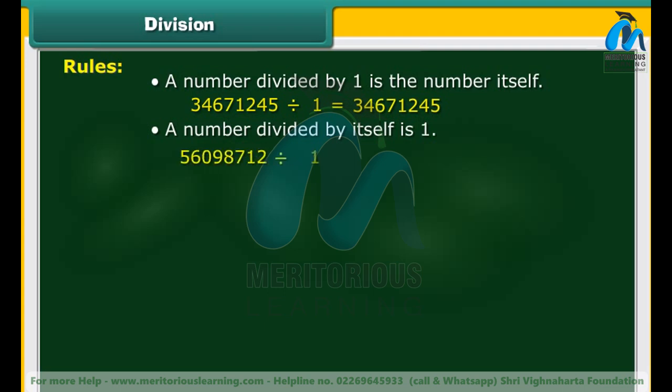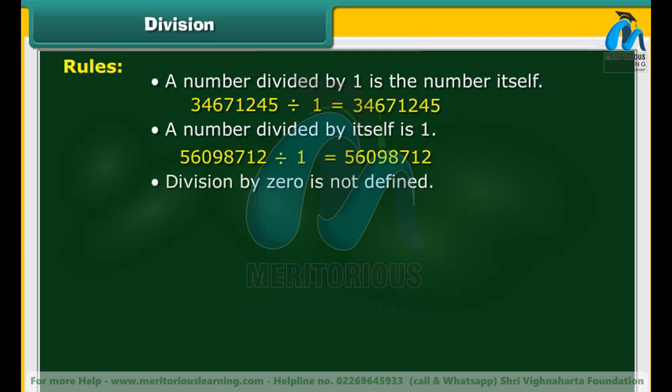56098712 divided by itself is equal to 1. Division by 0 is not defined. 56795432 divided by 0 is equal to not defined.